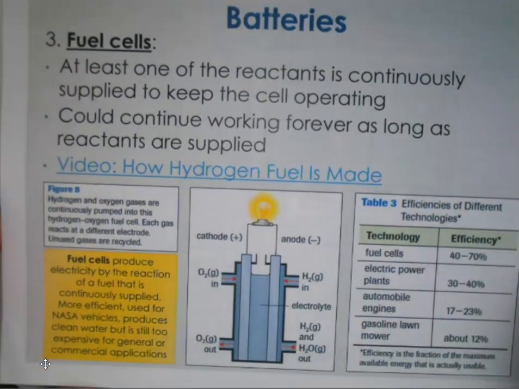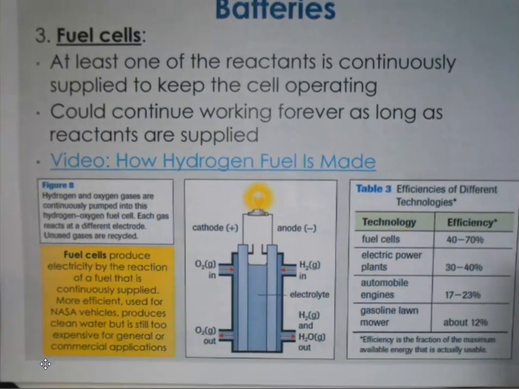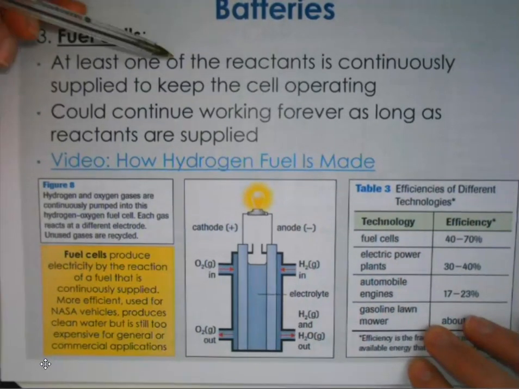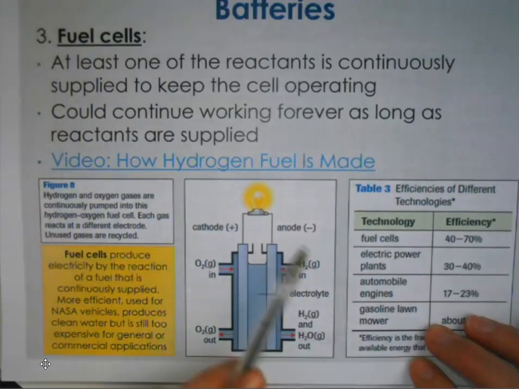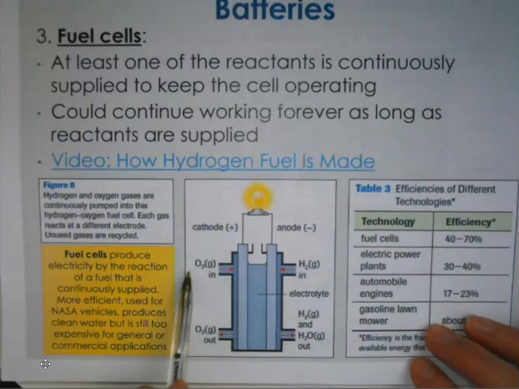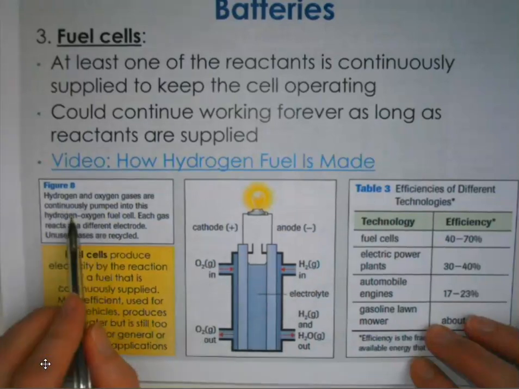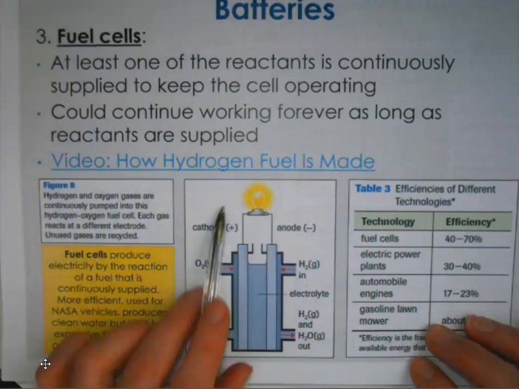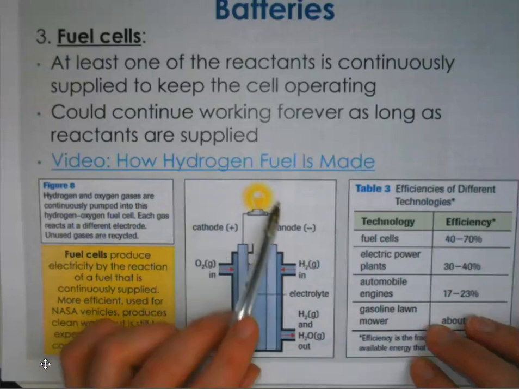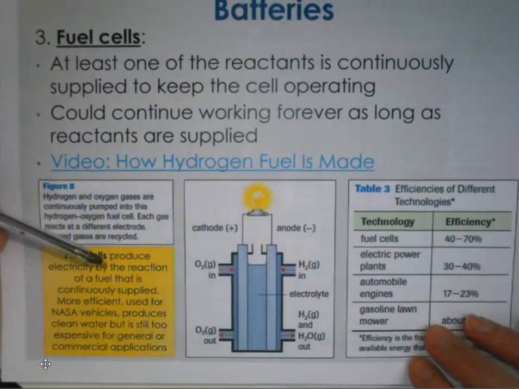Last of all, we're going to look at fuel cells. This is the one that you're probably not familiar with out of the three types. This is where at least one of the reactants is continuously being supplied to keep the cell operating. Technically, a cell like this could continue working forever as long as reactants are supplied. So basically you have oxygen and hydrogen that can be continually pumped in, and then they react, with the reduction and oxidation half reactions, to produce power.